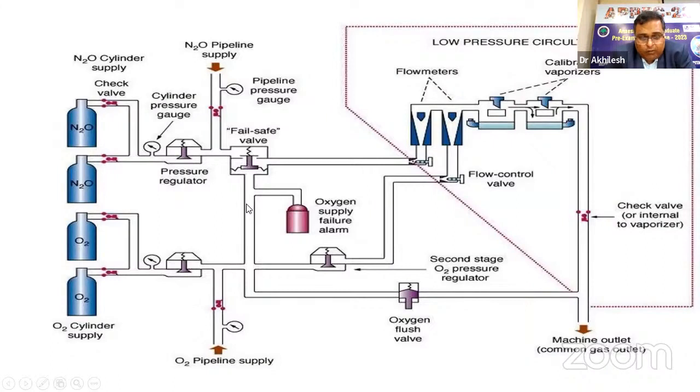There comes the fail-safe valve. Here goes the oxygen. Here comes the nitrous oxide. Then there is the oxygen failure safety alarm and the oxygen failure safety device. This is the device we have talked about. See, it requires the flow of oxygen to allow the flow of nitrous oxide. And then it goes to this flow meter. Oxygen goes through this flow meter. Then from these flow meters, these are the vaporizers. And there comes the common gas outlet.